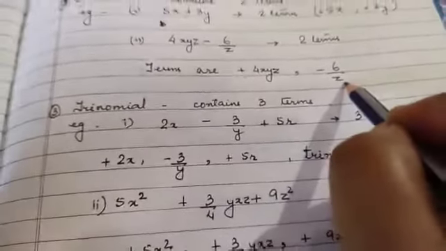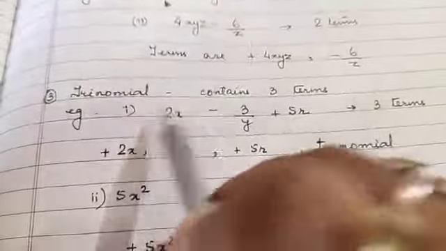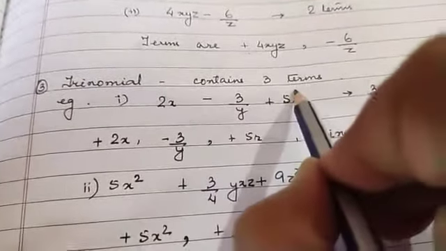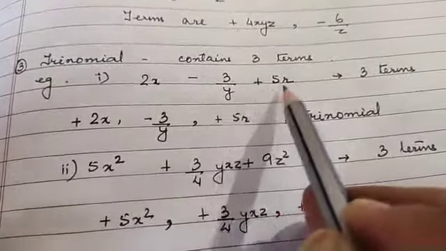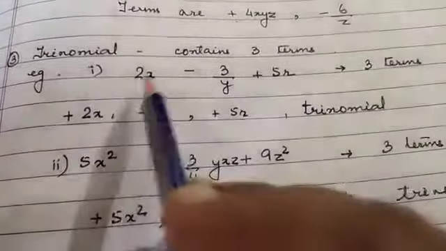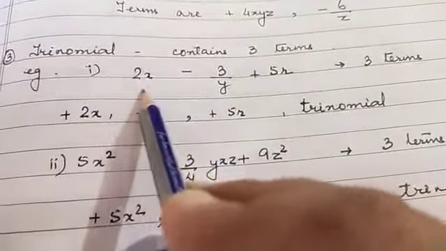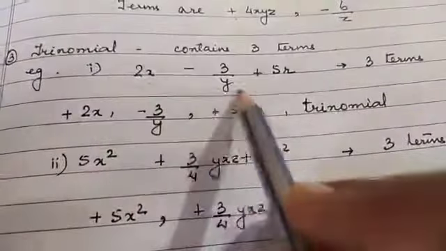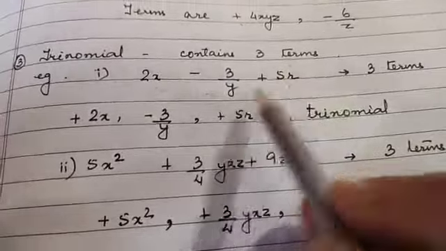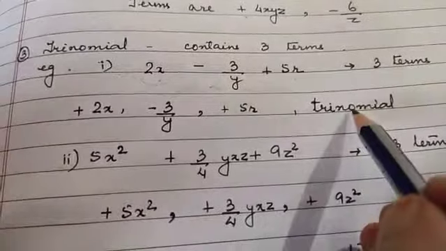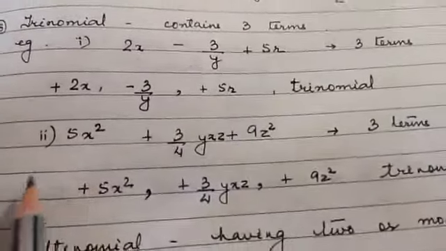Okay. Then next is trinomial. A trinomial contains three terms. 2x minus 3y plus 5r is three terms. Terms are what? Plus 2x, minus 3 by y, plus 5r. These are the three terms. So hence this is a trinomial.